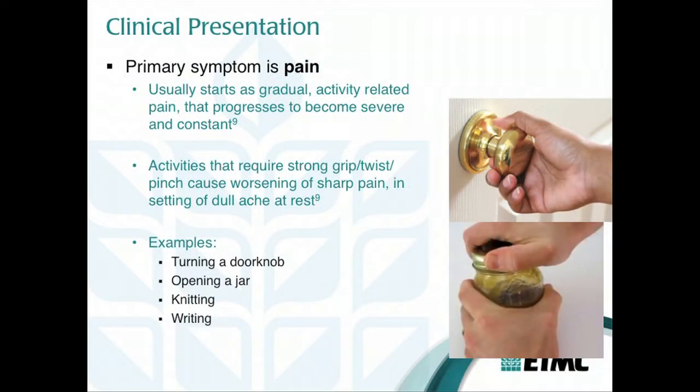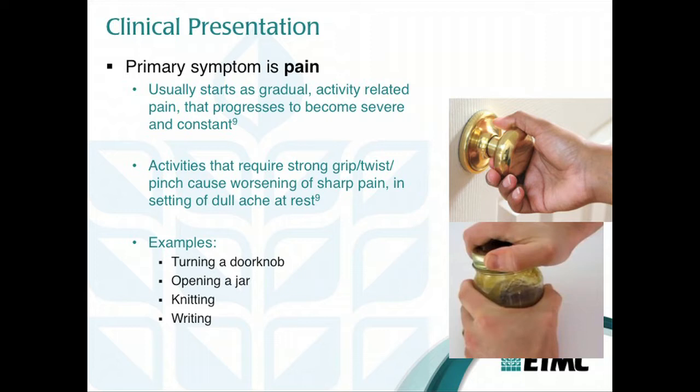The primary symptom is pain. It usually starts as gradual, more activity-related pain, but then it can progress to become more severe and more constant. So activities that require strong grip, twist, or pinch cause worsening sharp pain, in the setting of a dull ache at rest oftentimes.